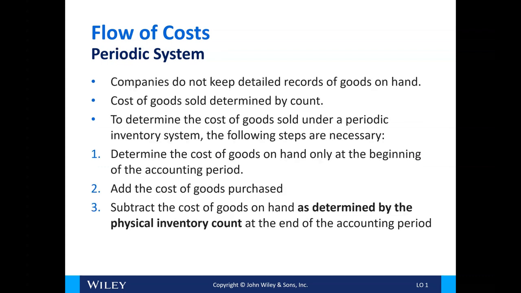Periodic means every so often. So what I'm going to do is every so often, which is every month, I'm going to count my inventory. And then I'm going to use that first equation. What did I start with? What did I add? That's cost available for sale. Now I'm going to count my inventory. The difference is going to be cost of goods sold. So periodic means that I have to take an inventory every month. Perpetual means I still have to take an inventory every so often, maybe once a year.